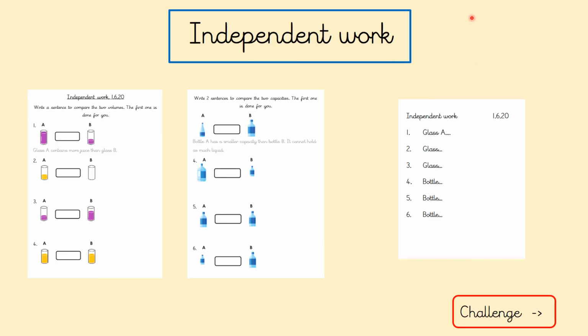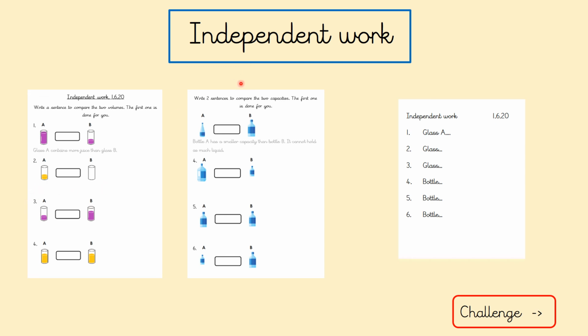Okay, and now it is time for independent work. Independent work is slightly different today because we don't have the workbooks. So I have made these worksheets where you have 2 pages. One which asks you to compare volumes. So you have a diagram, a picture in each question, and you have to write a sentence underneath. This example is slightly different, just in terms of how the questions are numbered. But the task is the same, to write a sentence to compare the 2 containers.